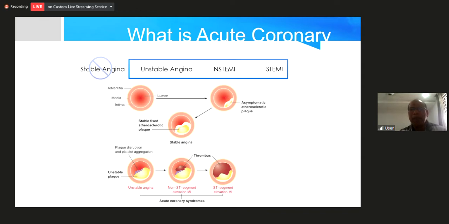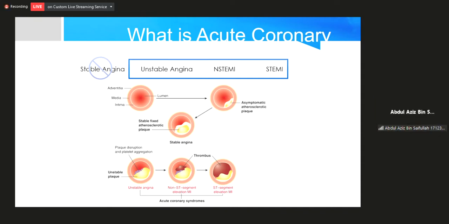In stable angina, the pathophysiology is due to atherosclerosis. The blood vessel gets thicker and thicker because of the atheroma. Even if, for example, they totally occlude the blood vessel 100%, the patient still has stable angina, which won't kill the patient. The patient just presents with chest pain. I think up to now you understand, yeah?